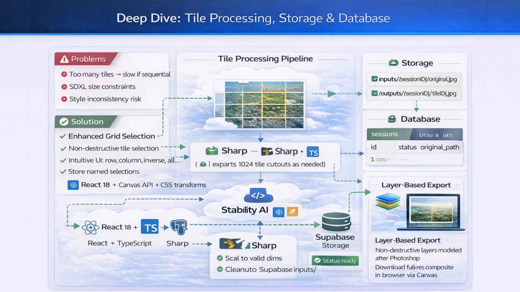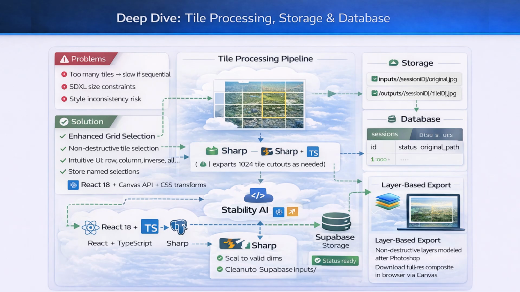After AI processing, outputs are written back to Supabase under Outputs. Metadata is recorded in PostgreSQL. The database stores session ID, original path, tile IDs, processing status. The database is orchestration, not storage. Tile state transitions are explicit: pending to processing to complete, to session ready. We also implemented dimension validation and scaling guards before model calls to prevent SDXL constraint failures.